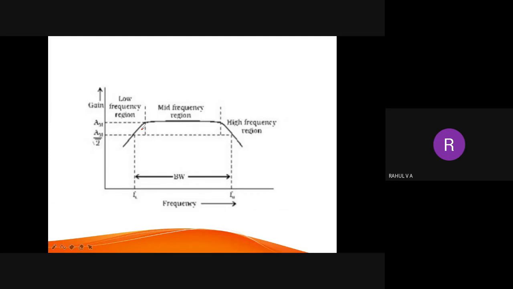If you observe this diagram, you can see that when the frequency is less than this frequency, what I have drawn now, gain reduces.